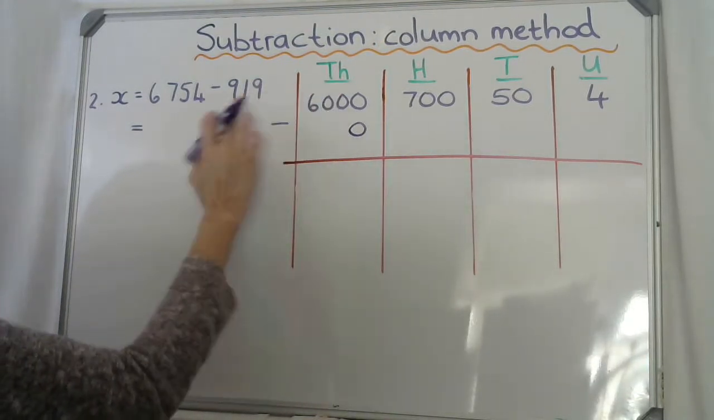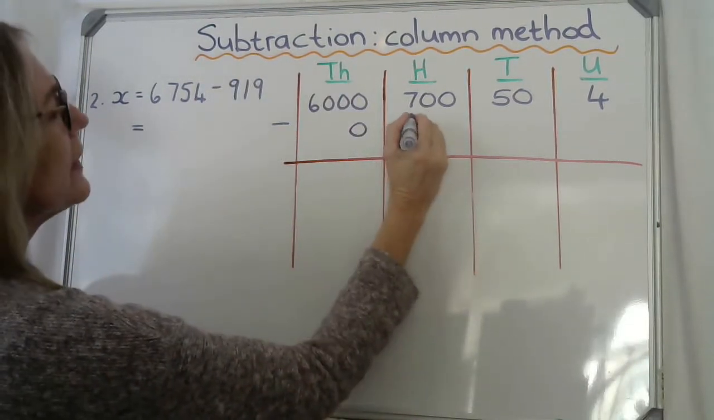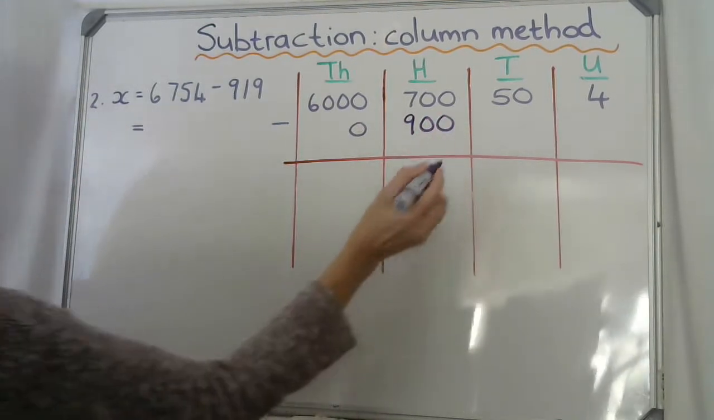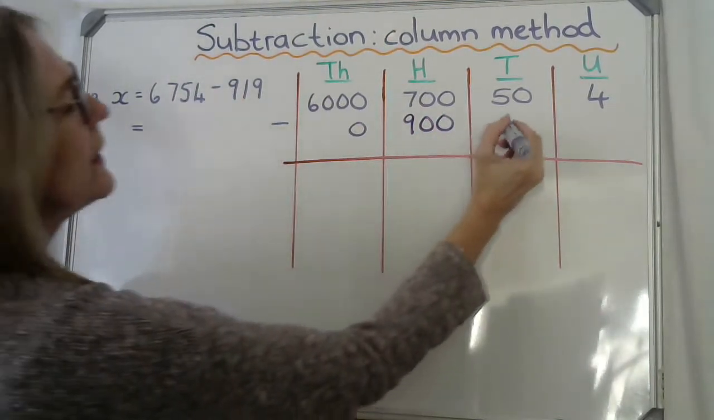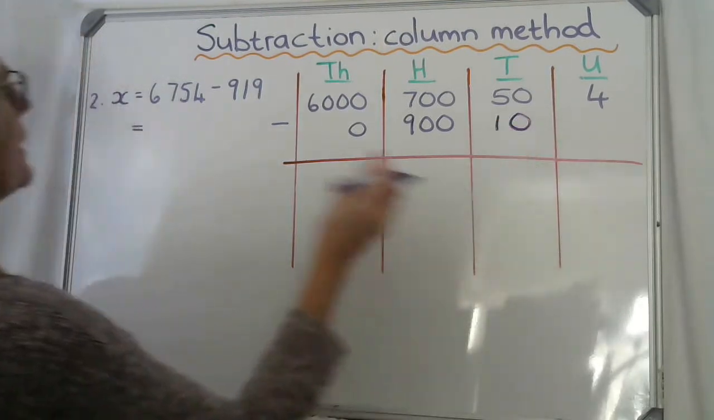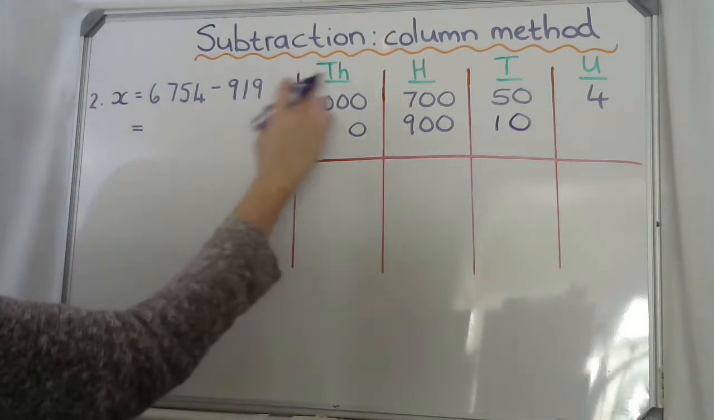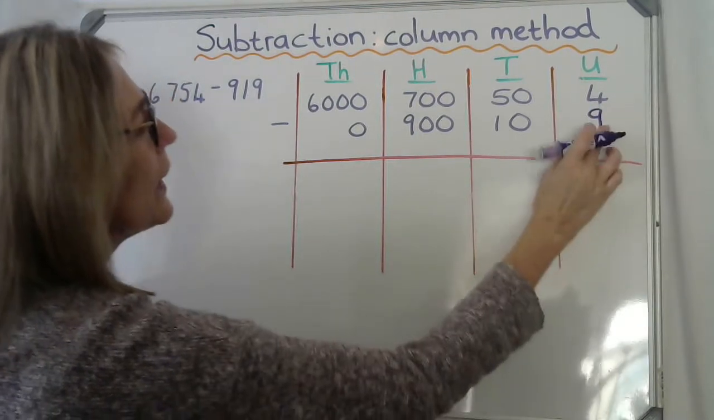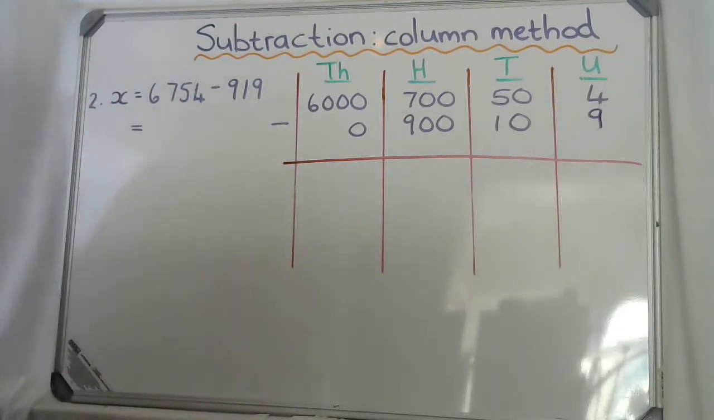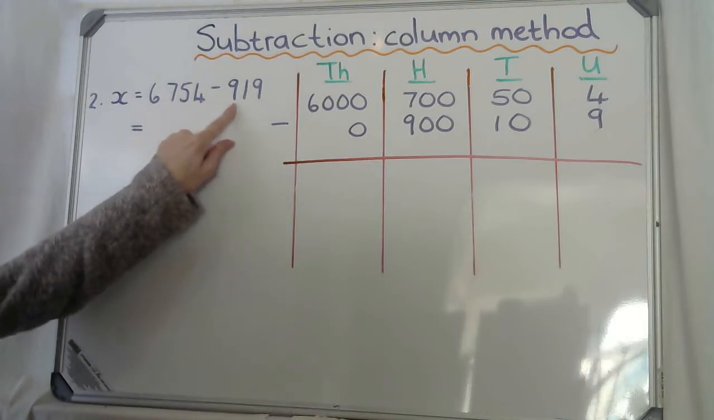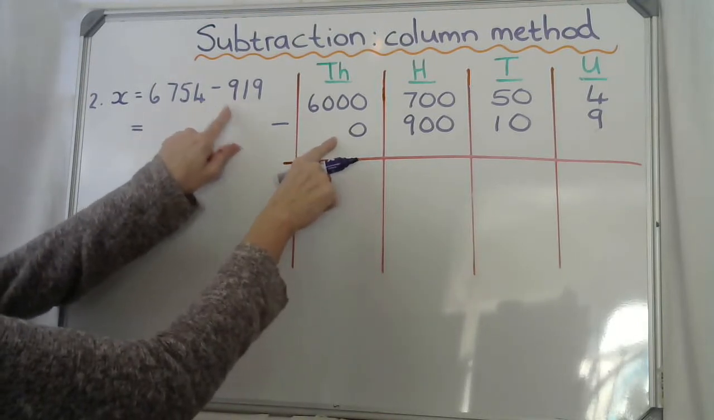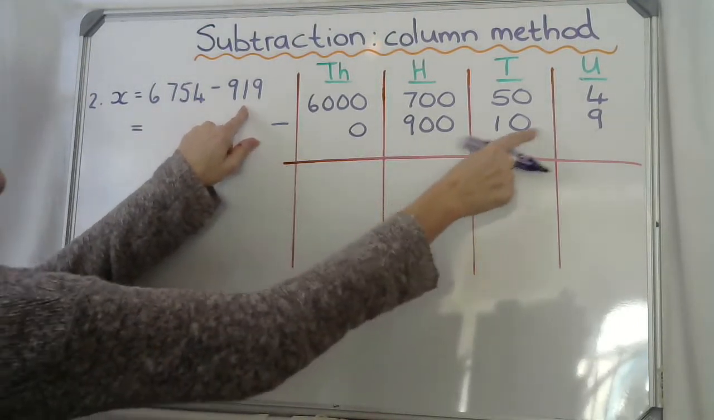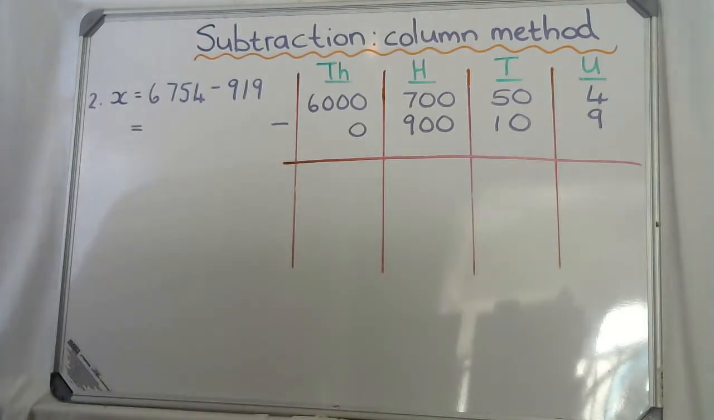And next is the hundreds. So we say 900 in the hundreds column. Then we go to the tens. We've got 1 ten there, and we have 9 units, which we'll put in the units. Right, so there we've got all our numbers down. Let's check this again, the second one. No thousands, 919. Okay, so that's correct.